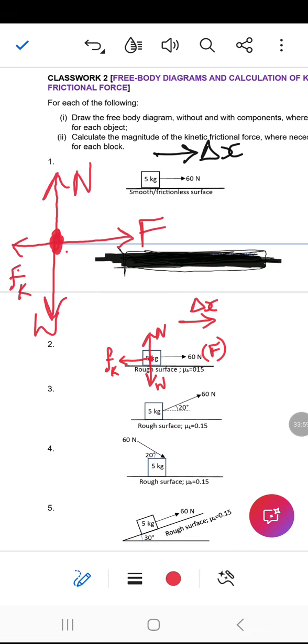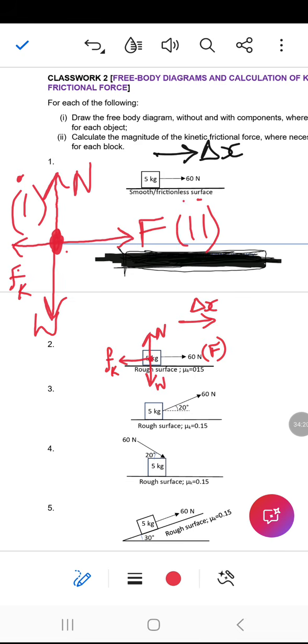Remember, your symbols must be correct. Force applied is capital letter F. So this is going to be your free body diagram for this scenario number 2. Here we are dealing with scenario number 2, don't forget that.